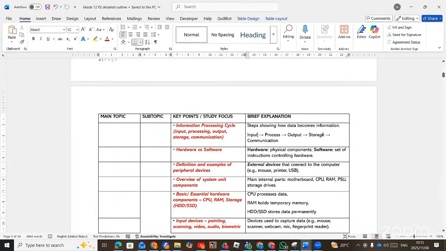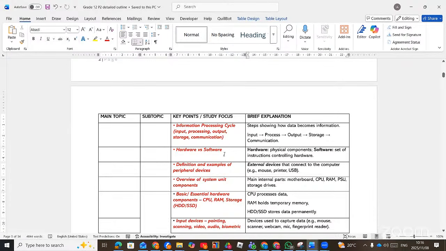And then the storage, that is saving files for future use. Then the communication is sharing of files. They can ask you to explain any of these aspects of the information processing cycle. Like for instance, if they ask you to define the communication aspect, that is sharing of files with other people. That is the communication. Storage is keeping files, so you must know them. And then at each stage, what are some of the hardware devices that are there? We will talk about it also.